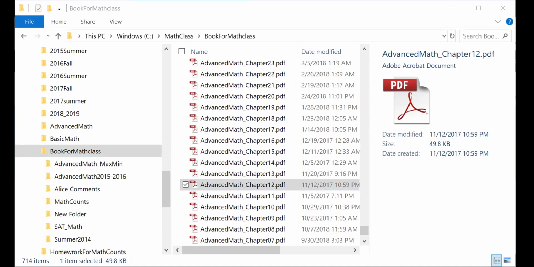Yeah, 2 to the 79. Let me enlarge this. Yeah, 2 to the 79 divided by 6.